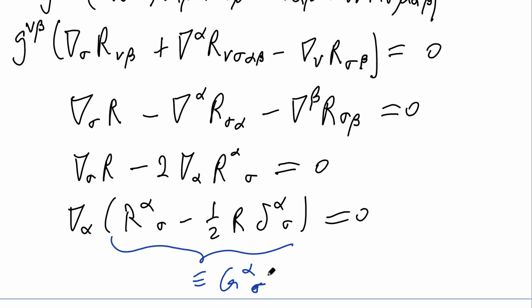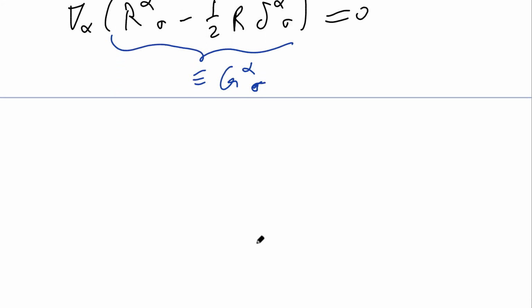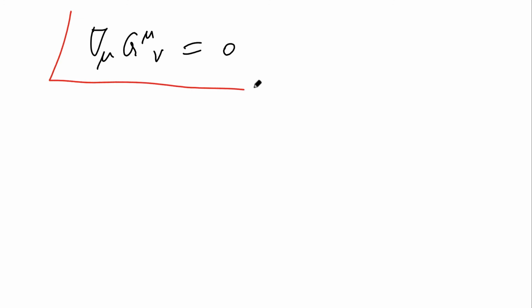So what we've shown is that the Einstein tensor satisfies ∇_μ G^{μν} equals 0. And this is sometimes called the contracted Bianchi identity.